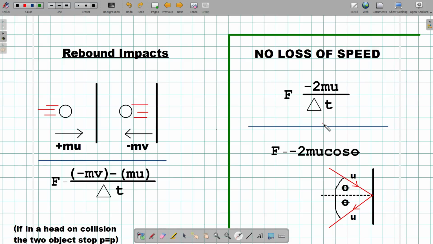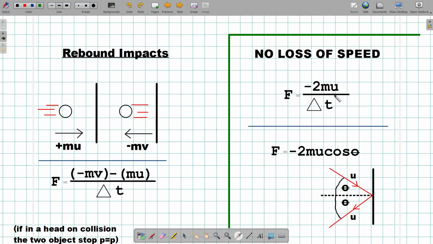So in these two equations here, speed is not lost. You have to remember that you can only use these equations if there's no loss of speed in the system. If the speed is constant, force is equal to minus 2mu over delta t. It's the same equation as this one, remember, except we don't have a different final velocity. Well, we do have a final velocity, but they're the same. So v and u in this case are the same because there's no loss of speed.